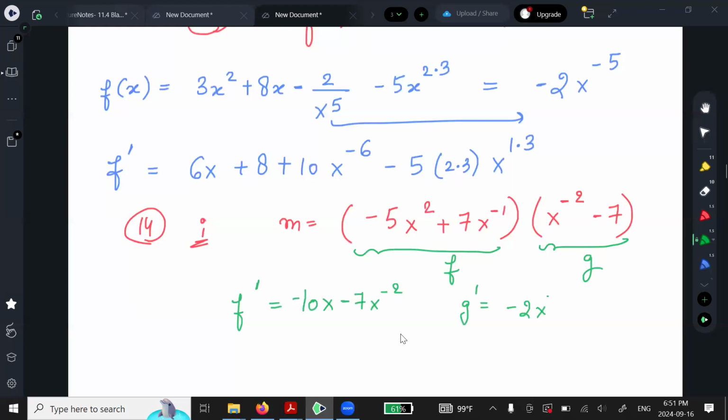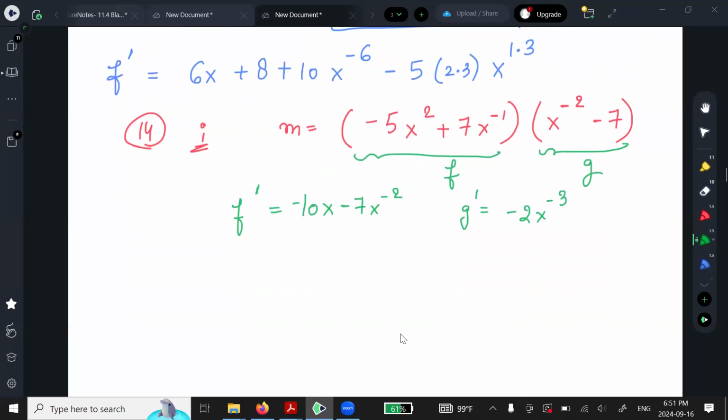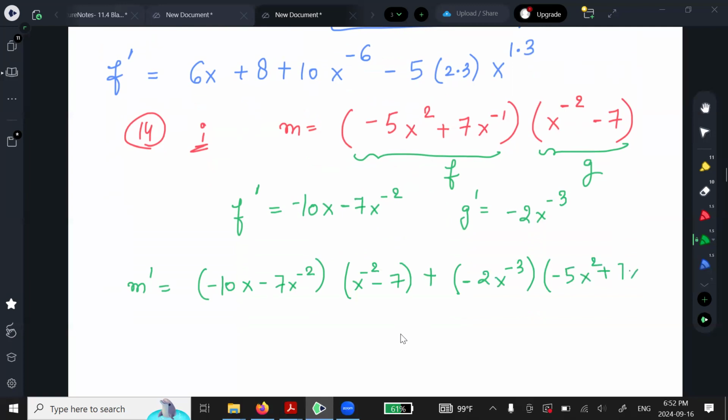Negative 2 comes out, subtract 1, but it's subtracting, that becomes 0, right? Constant becomes 0. Now all you have to do is apply the formula. So I'll do f prime, which is negative 7x to the power negative 2, times g, which is x to the power negative 2 minus 7, plus I'll do g prime, which is negative 3, and then I'll do f, which is x squared plus 7x to the power negative 1. I'm just plugging in f prime, g, g prime, f in the product rule.